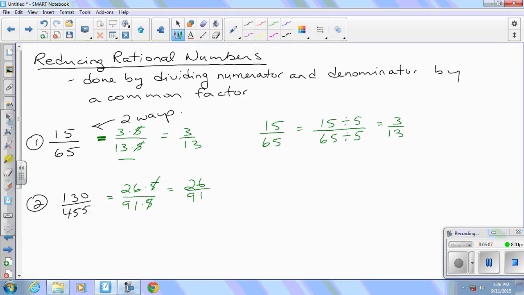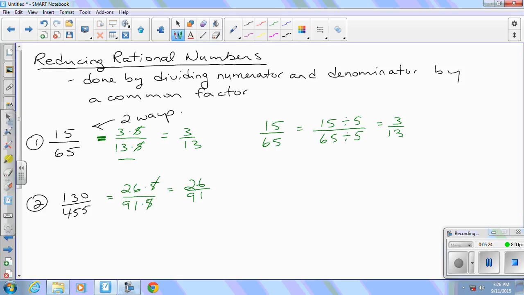Now those are not numbers that are easy to see, especially the 91. It's not easy to think of everything that goes into 91. But you might look at the 26 and see that 2 goes into it. How many times does 2 go into 26?